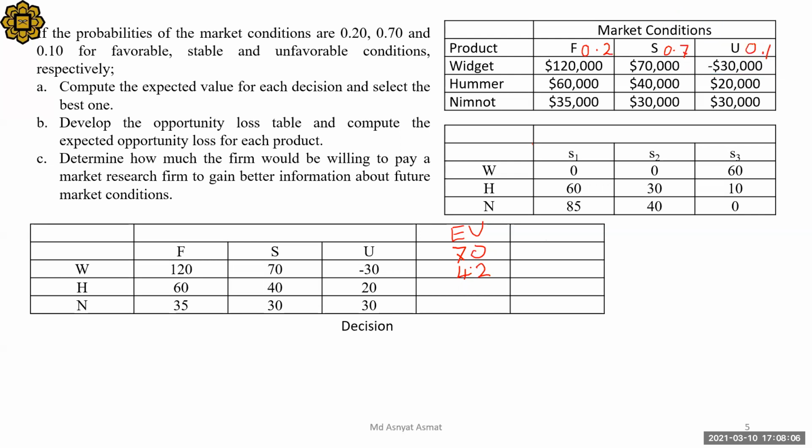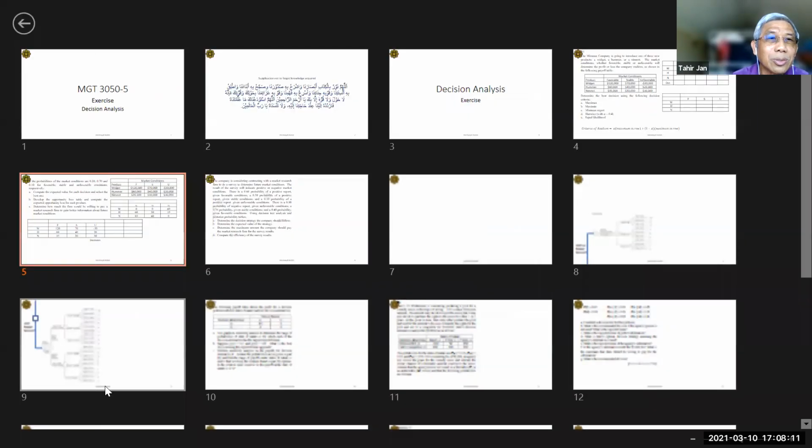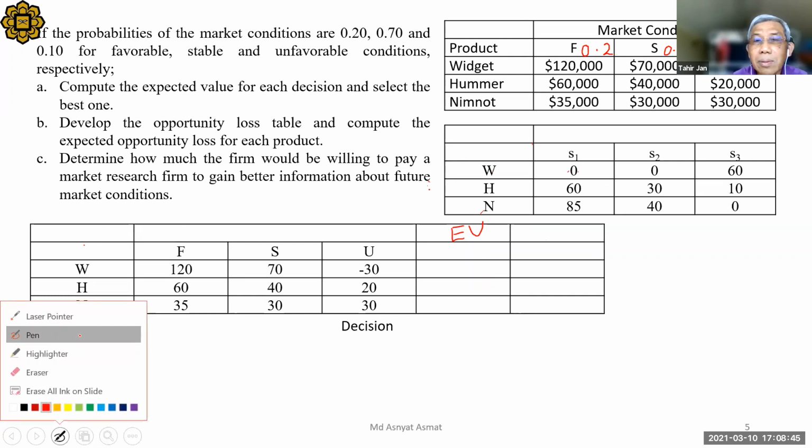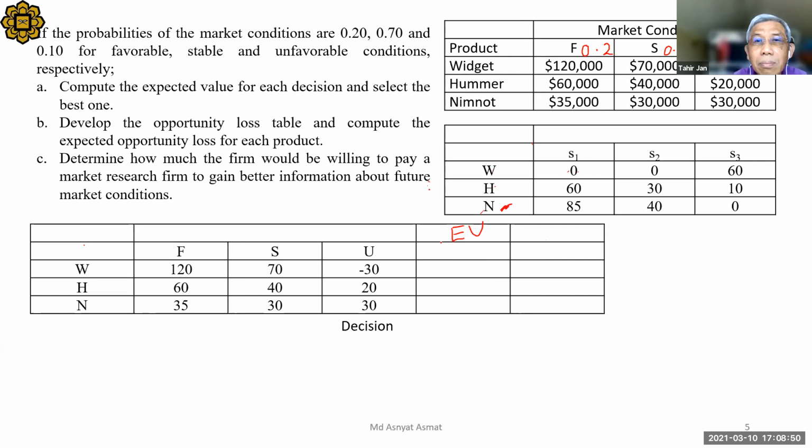31. Oh, I put it in the wrong row. Let me rewrite. This one first. So we have 70, 42, and the last one, 31. You get 31. Okay.